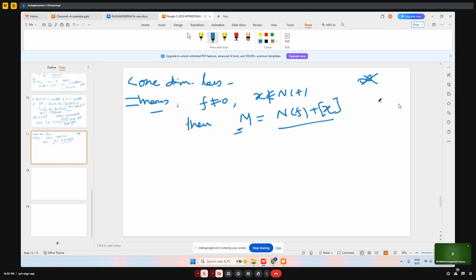f is in M star, linear continuous. This is true. That is why it is called one dimension less. One dimension less subspaces are called hyperplanes.